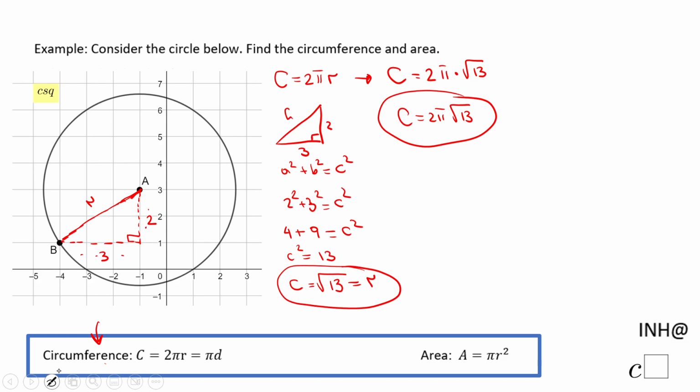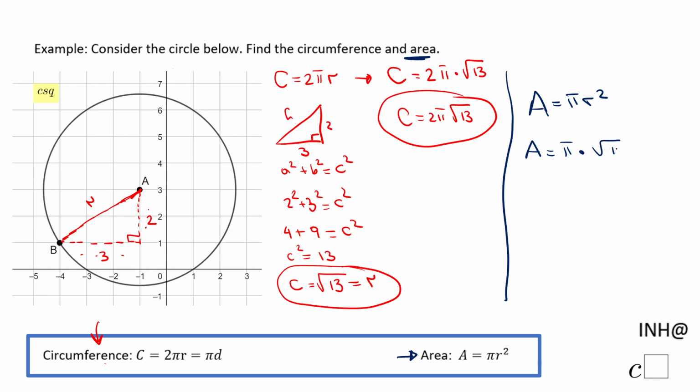Let's move to the second part of this problem, which is about area. And if you notice, we have a formula for the area here. Area is pi r squared. So you notice we do not have a second choice like for the circumference. We just have this one with the radius. So in this case, the area becomes pi times the radius squared.